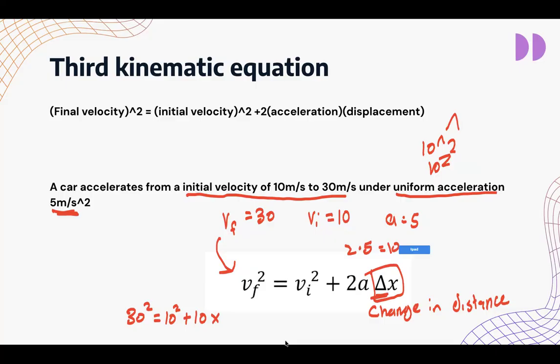I just did it really fast here, right? So then you get 900 equals 100 plus 10x. So then you get 800 equals 10x. So then you get 80 equals x because you divide each side by 10.